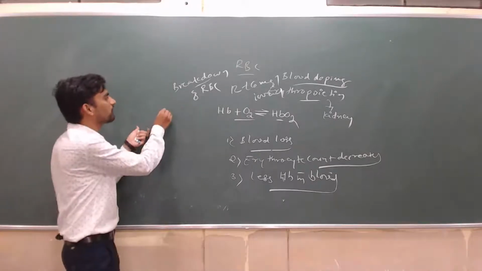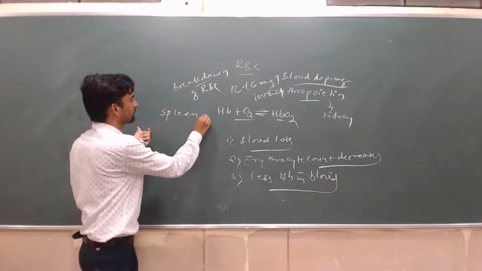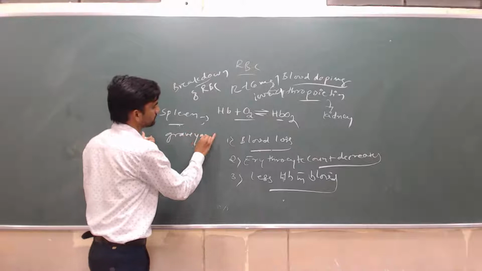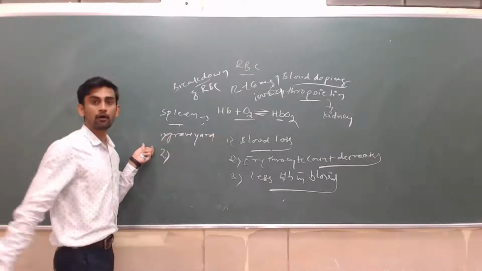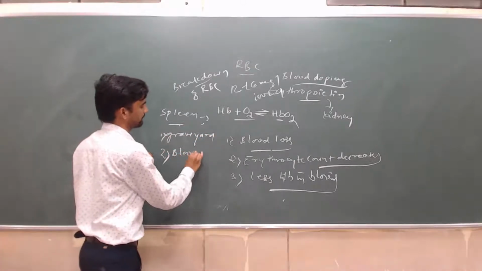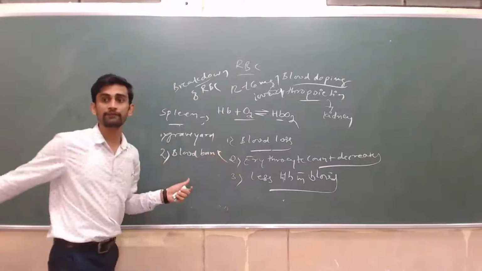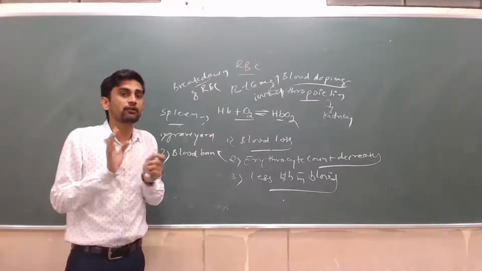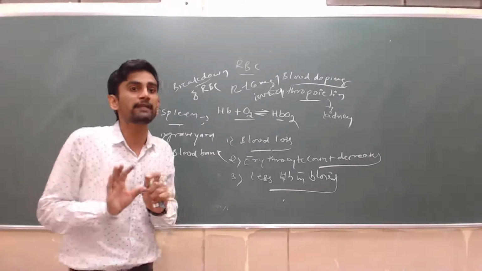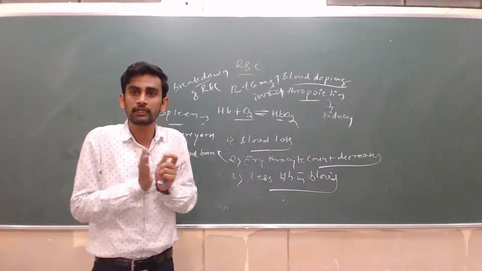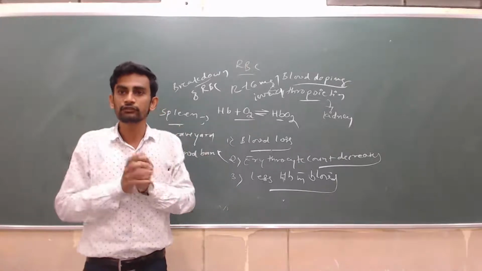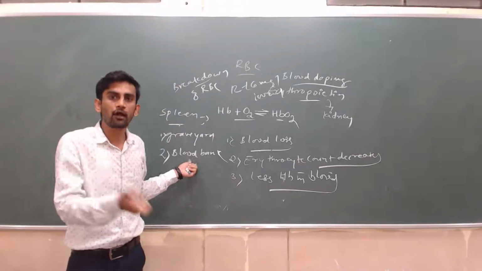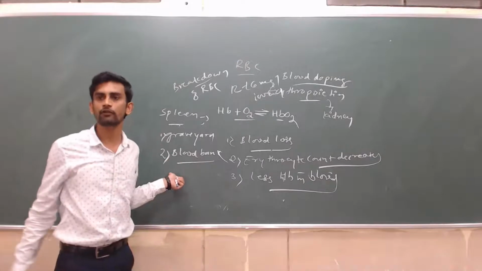We can also call the spleen a graveyard, or another word we can use is blood bank. Why are we calling it a blood bank? If excess erythrocytes are there, and they have not completed their 120 days, they are still alive and in a mature stage. So what will happen to such cells? They will get stored in this blood bank called the spleen.